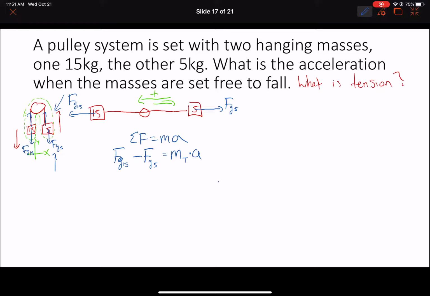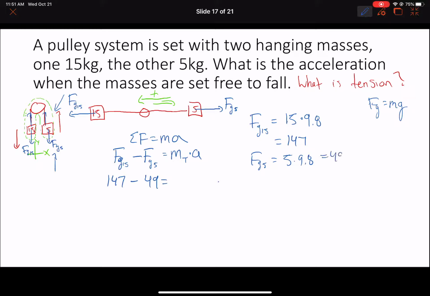Okay, so now let's actually plug in numbers. Let's find FG for 15. We have 15 is our mass times 9.8, since our equation is FG equals mg. Well, what is that? I don't have my calculator on me. Let me type it in real quick. 15 times 9.8 is 147. So I have 147 this way, minus FG5, which is equal to 5 times 9.8, which is 49.